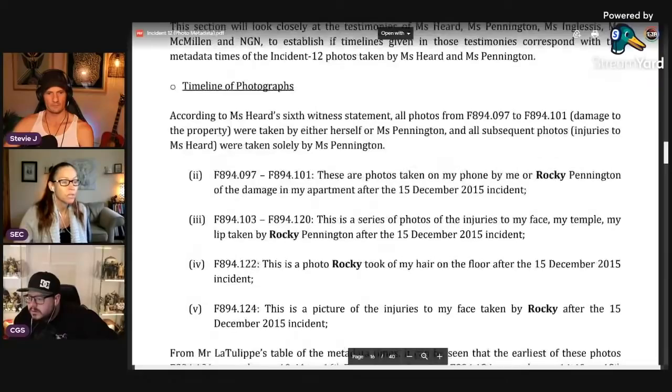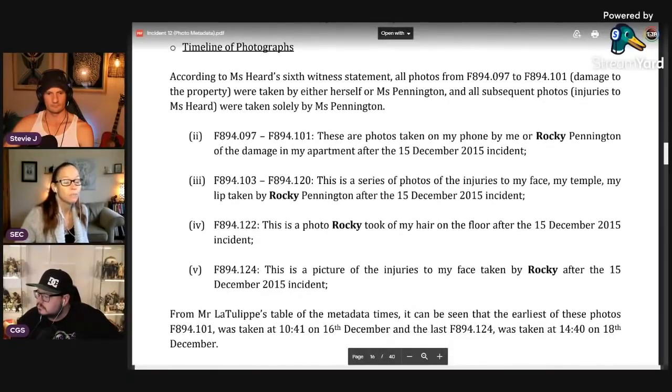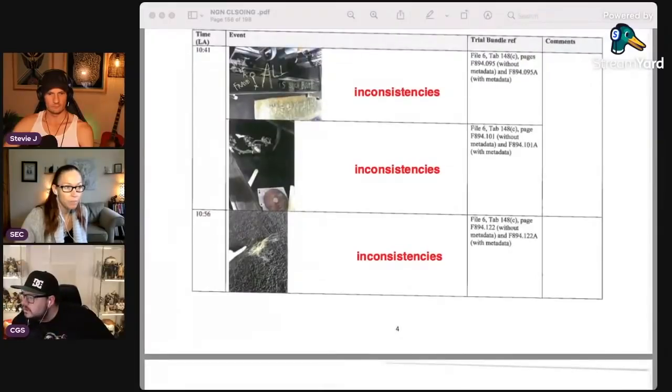Timeline of photos. According to Miss Heard's sixth witness statement, all photos from F894097 to 101, damage to the property, were taken by either herself or Miss Pennington, and all subsequent photos, injuries to Miss Heard, were taken solely by Miss Pennington. F894097 to 101, these are photos taken on my phone by me or Rocky of the damage in my apartment after the December 15th, 2015 incident. These are the ones she's talking about.